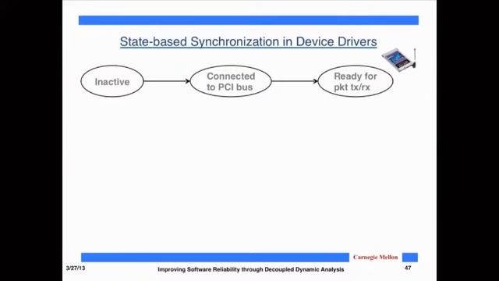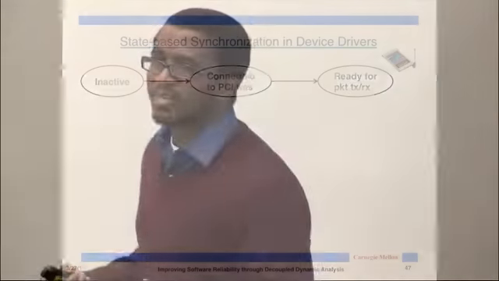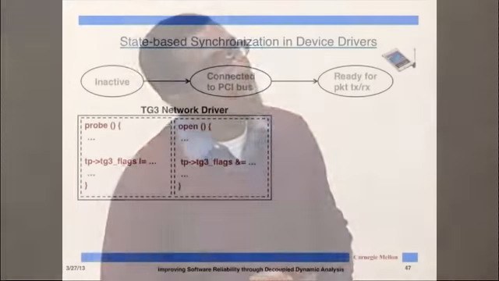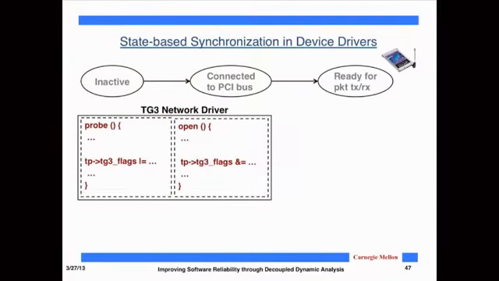Now, in terms of state-based synchronization, this is where something is well serialized by the driver, but it might appear to be buggy to a user-level detector. The basic idea here is that devices are themselves basically finite state machines. Here I have a snippet of a network card where it starts out in an inactive state, and at some point it gets connected to the PCI bus, and at some point it gets initialized and it's ready to do packet transmission.